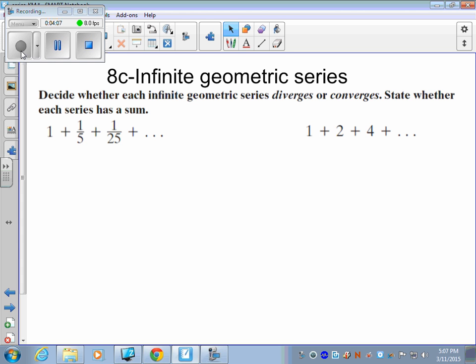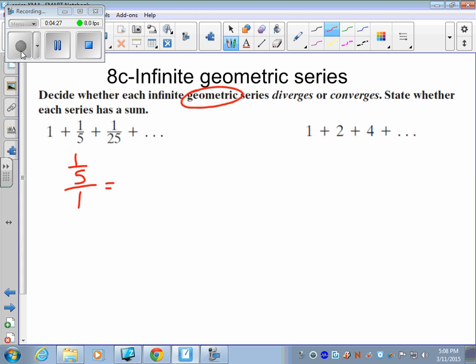So we have to state whether each series diverges or converges. It's all based on the r value, the common ratio. Since it's geometric, we're talking common ratio. So what you do is the second term divided by the first term. And that's just 1/5. So the ratio is 1/5 on the first one. And I should probably mention that if the absolute value of r is less than 1, it converges.